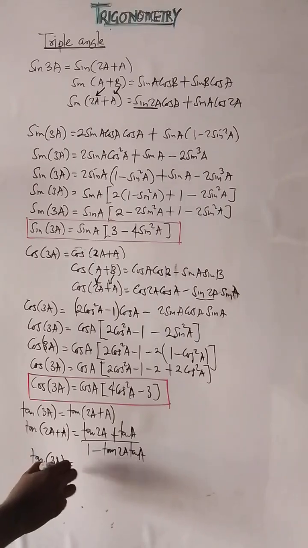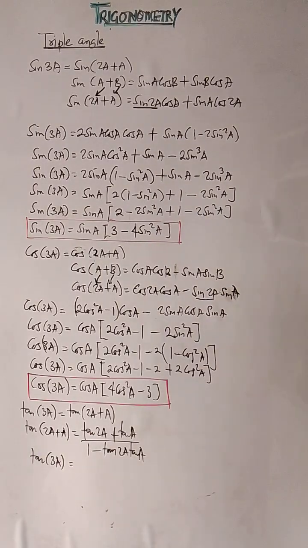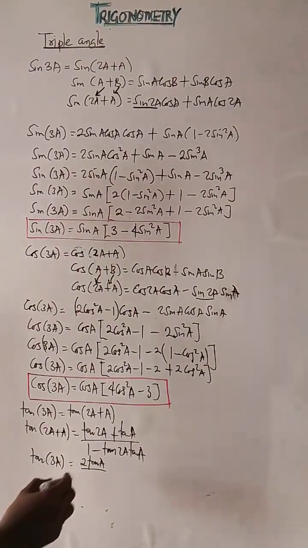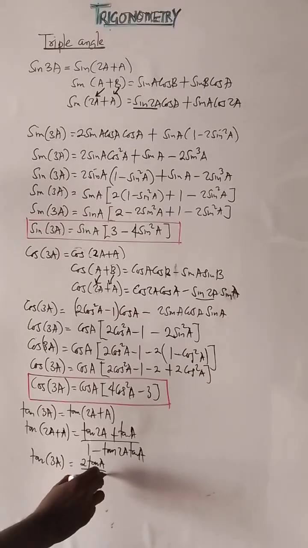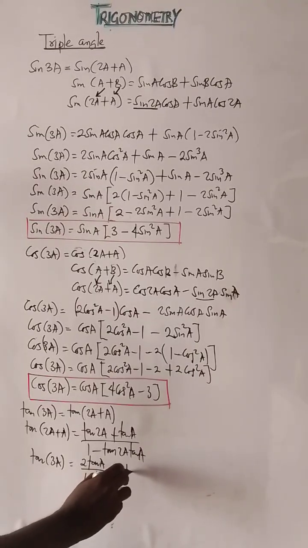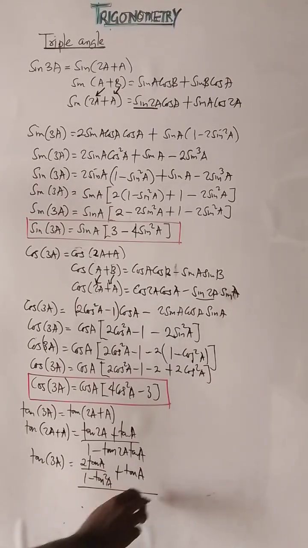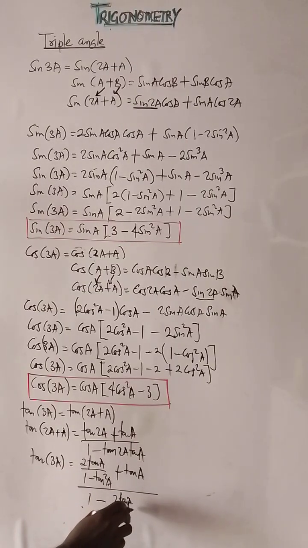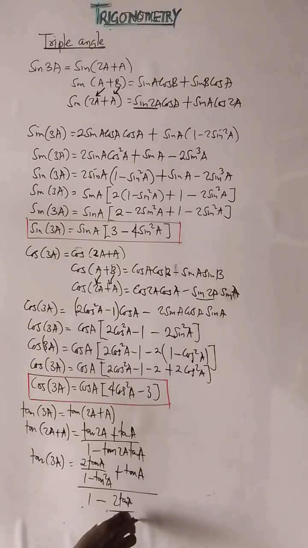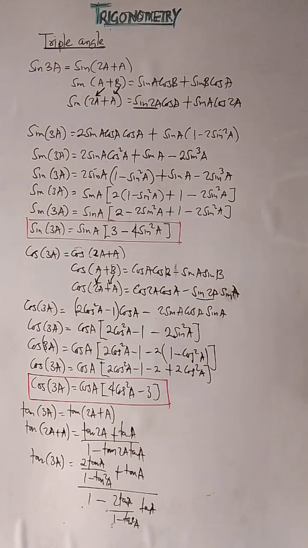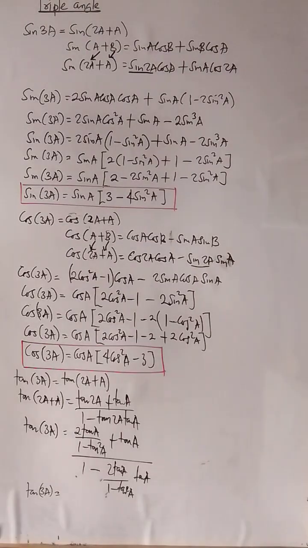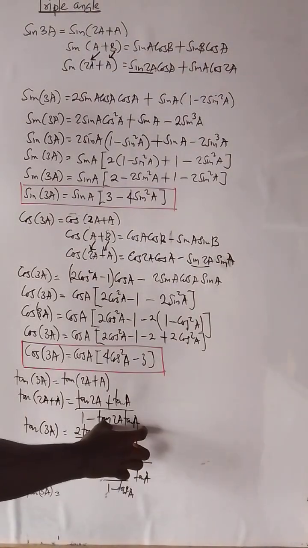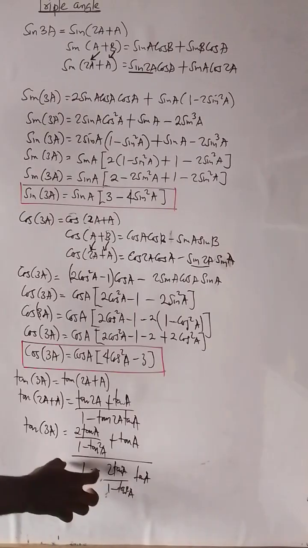So you can come and write tan 3A, because 2A plus A is what? Then what's tan 2A? That is 2 tan A divided by 1 minus tan square A. Then here I still have plus tan A. Then divided by 1 minus, what's tan 2A? Again, 2 tan A over 1 minus tan square A, then tan A. What next? This multiply this. This also multiply this. And at the end, these two will cancel each other.